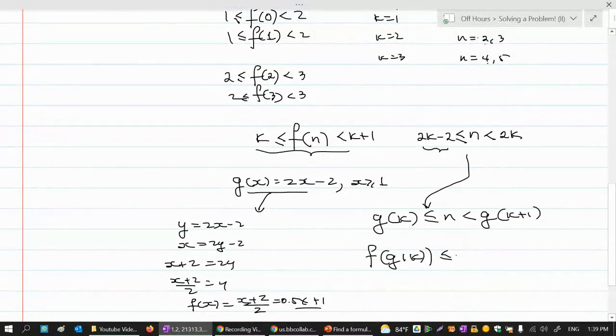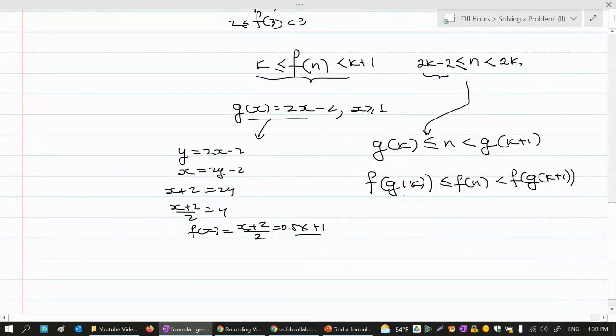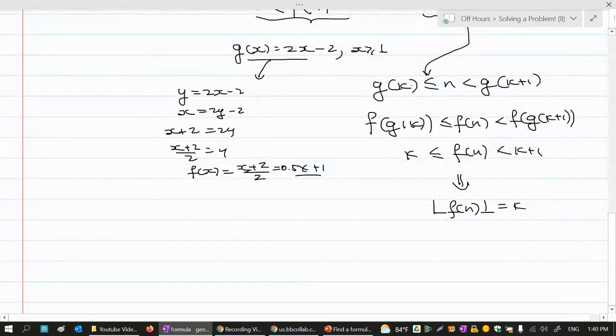Here you have f of g of k is less than f of n, which is less than f of g of k plus 1. This is true due to the fact that f is increasing. But remember, if f and g are inverses of each other, you get k is less than or equal to f of n, and this is less than k plus 1. But remember, this always implies what? This always implies that the floor of f of n is the number k. And this is exactly what we need. This is what proves that this formula works in this case.